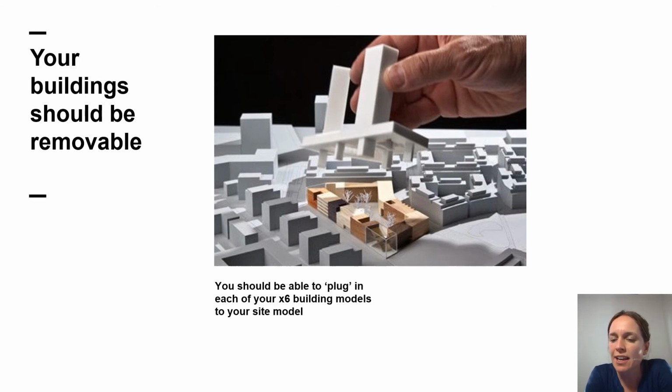Okay, so again, recapping, the idea is that the surrounding context of the site is fixed, but that your 6 building models can easily move in and out of the site model so that you can see them in context. Again, this project is very much about understanding the 3 facets of the brief, and one of those is site and site context. So views, sunlight, surrounding form, and the way that all of those aspects impact upon your design proposal.